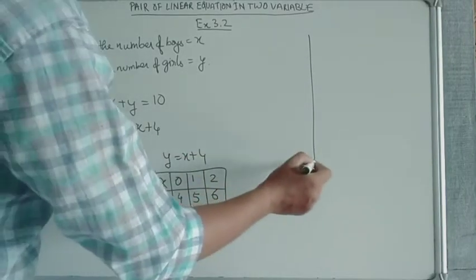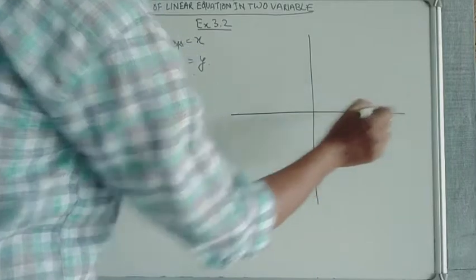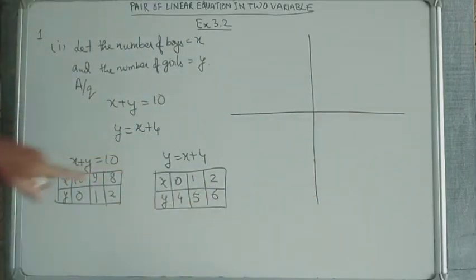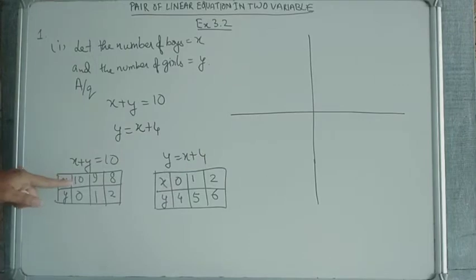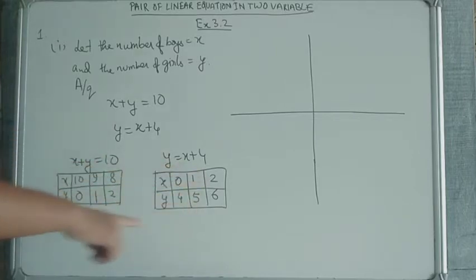Now you have to put these values in the graph. What are the values of x? 10, 9, 8, 0, 1, 2. So we have to go at least till 10. And the y values are 0, 1, 2, 4, 5, 6. So for y we have to go till 6, and for x till 10. Now all are positive values.